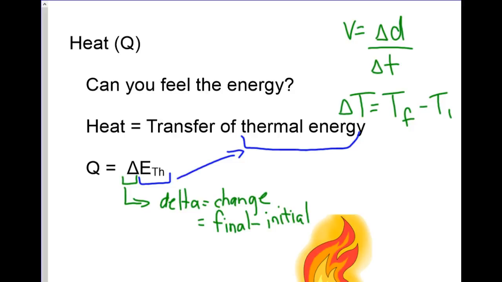The reason is, it is possible to get a positive number. It's also possible to get a negative number. Let's say you calculate your change in thermal energy, and it is a positive number. Has the substance gained heat energy, or has the substance lost heat energy?